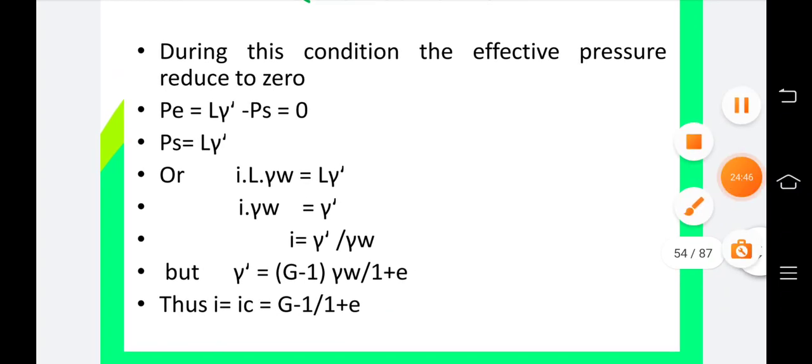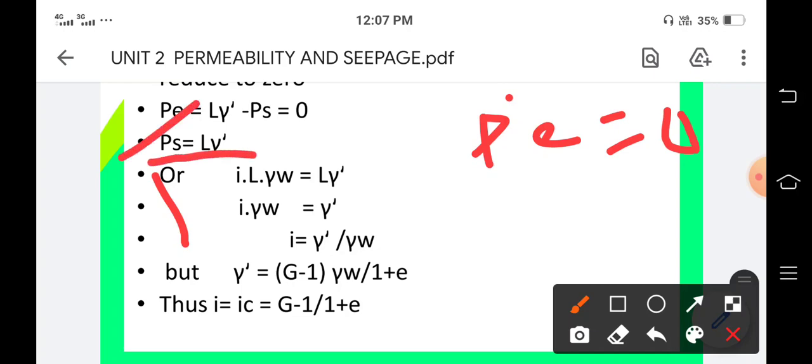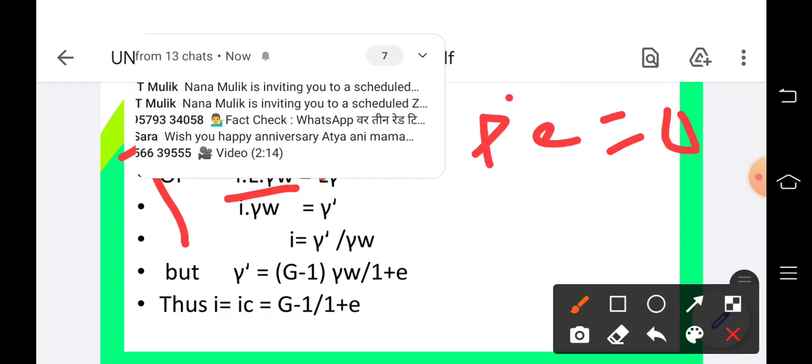So for quick condition, the effective pressure is 0, that is PE equal to 0. So PS will become L into gamma dash. But this PS is nothing but IL gamma W, so IL gamma W equals L gamma dash. L gets cancelled, so the formula will be I gamma W equal to gamma dash.